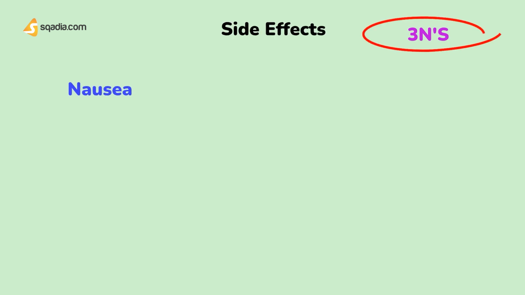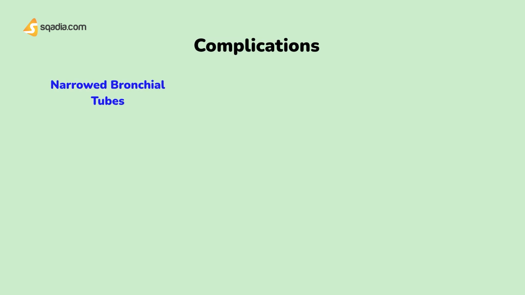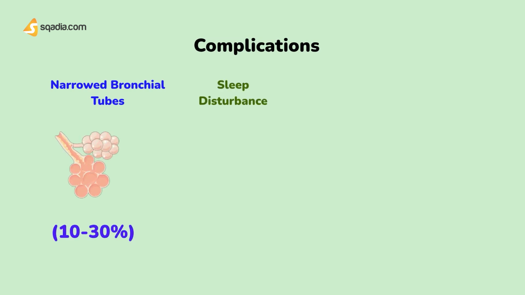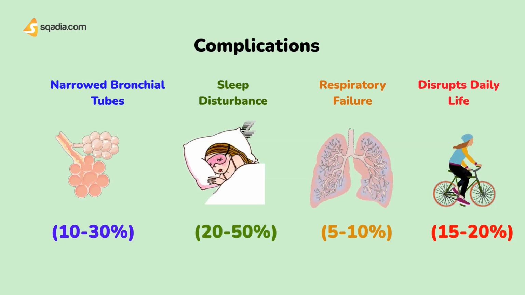What are the side effects of prednisone? Well, prednisone can cause 3 N's, and those 3 N's stand for N for nausea, N for nystagmus, and N for nose bleeding. Easy! Dear friends, now let us draw our attention towards the complications that can be caused by asthma. According to the National Institute of America, it can produce narrowed bronchial tubes in about 10 to 30% of patients, sleep disturbances in about 20 to 50% of patients, respiratory failure in about 5 to 10% of patients, and also disrupts daily life activities like bicycling and going to school in about 15 to 20% of patients.